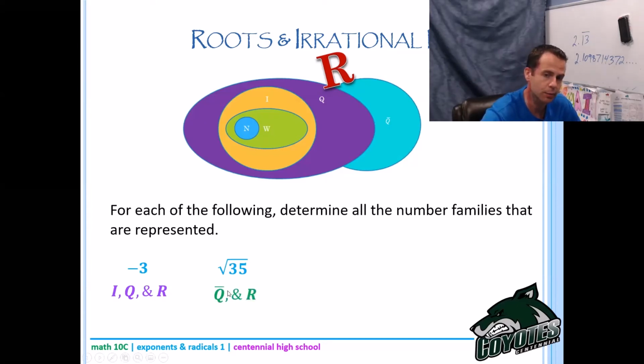Irrational is denoted with a bar on top of the Q. In math, putting a bar on top of a letter like that essentially means it's the complement, which is everything that's not. So Q bar essentially means everything that's not Q. So it means everything that's not rational.